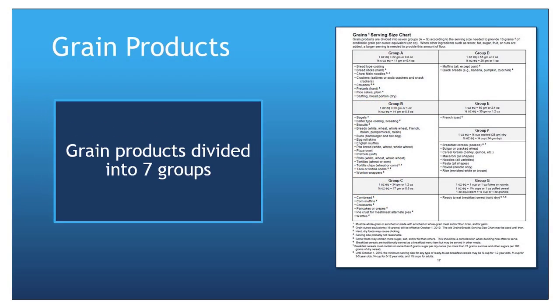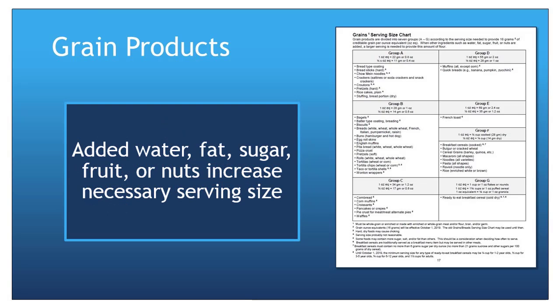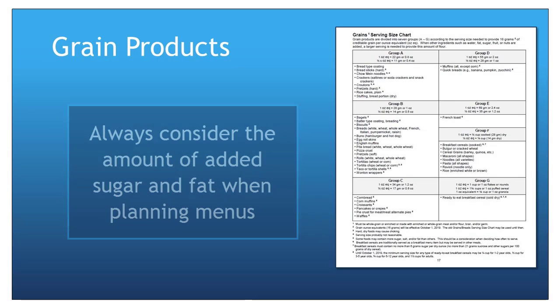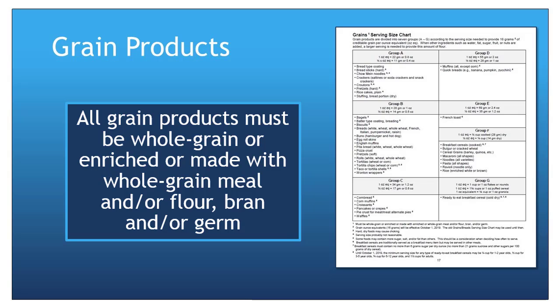Grain products are divided into 7 groups according to the serving size needed to provide 16 grams of flour, meal, bran, or germ. When water, fat, sugar, fruit, or nuts are added, a larger serving size is needed to provide the required amount of creditable grain. The amount of added sugar and fat should be considered when deciding how often to serve these foods. All grain products must be whole grain or enriched or made with whole grain meal and/or flour, bran, and/or germ.